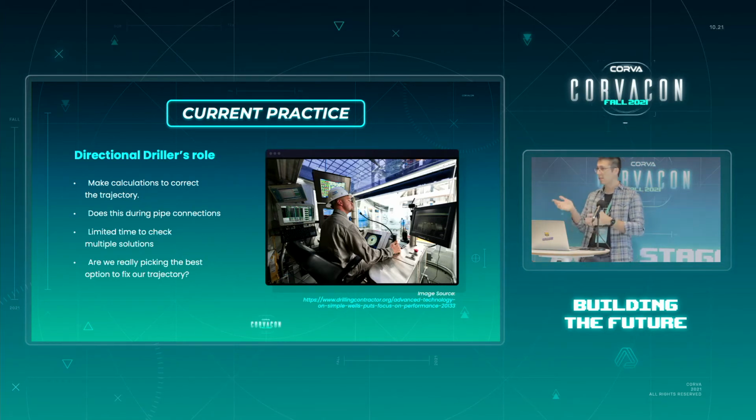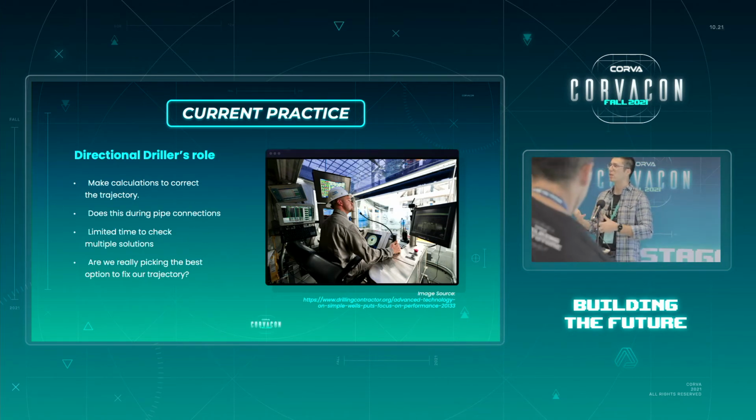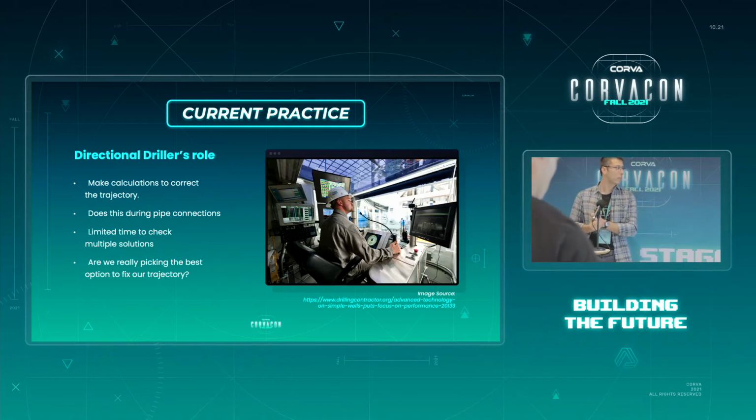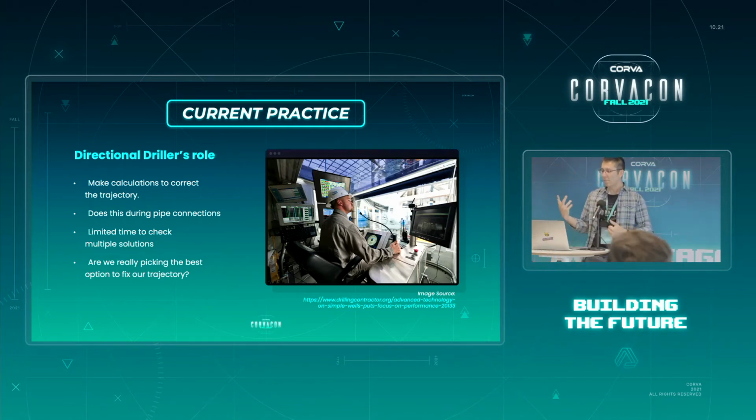And that means, since we are limited on time, because in drilling time is money, right? There are only so many calculations that this person can do in this limited time. And then the question is, are we really picking the best option for our trajectory, given the limited time that you have to explore options?